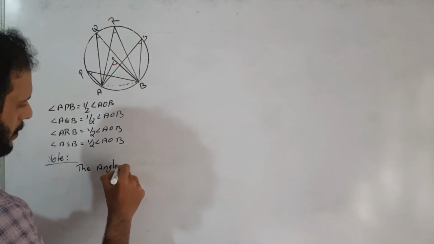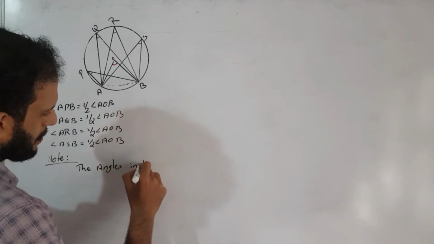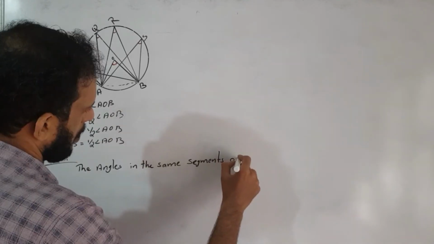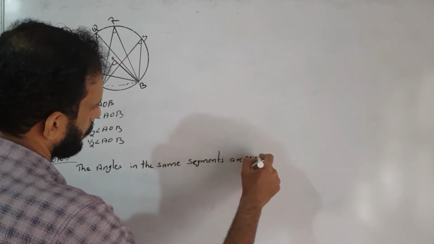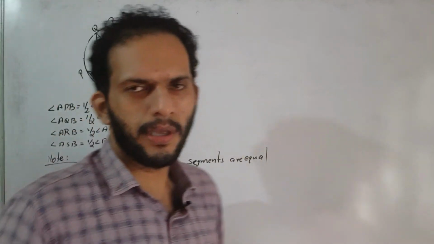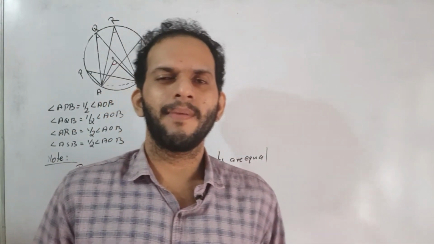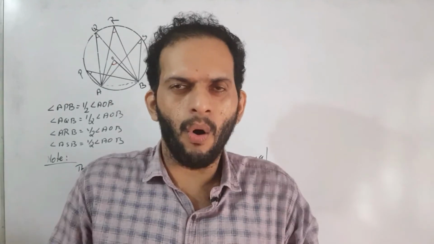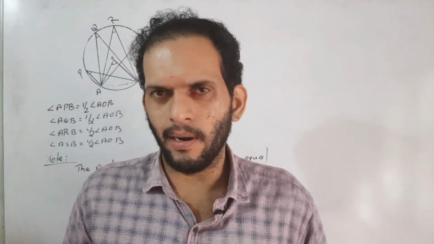Okay, the angles in the same segment are equal. What is the result we are studying here? The angles in the same segment are equal. Why? Because all are half of the central angle.